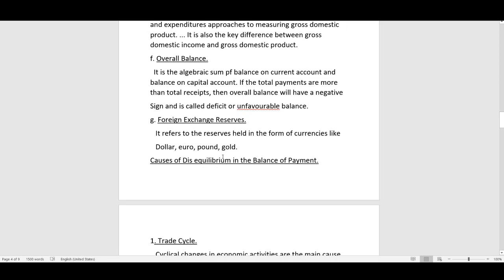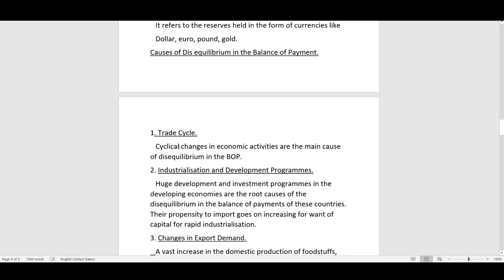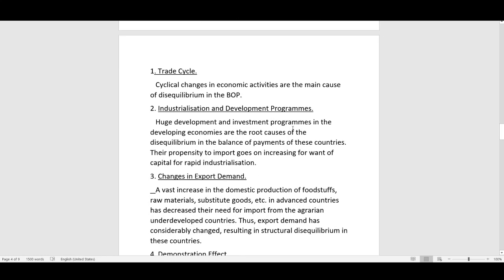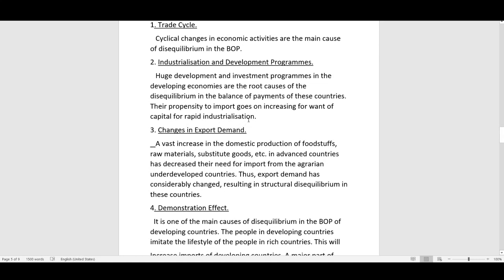Now, what are the causes of disequilibrium in the balance of payment? First one, trade cycle. Cyclical changes in economic activities are the main cause of disequilibrium in the balance of payment. Second, industrialization and development programs. Huge development and investment programs in the developing economies are the root cause, means main cause, of the disequilibrium in the balance of payments of these countries. Their propensity to import goes on increasing for want of capital for rapid industrialization.